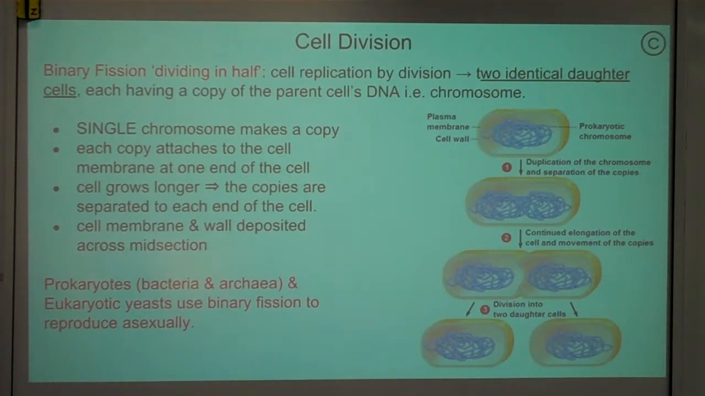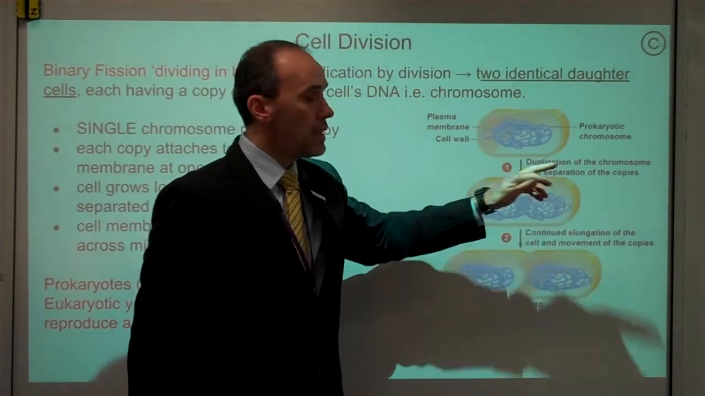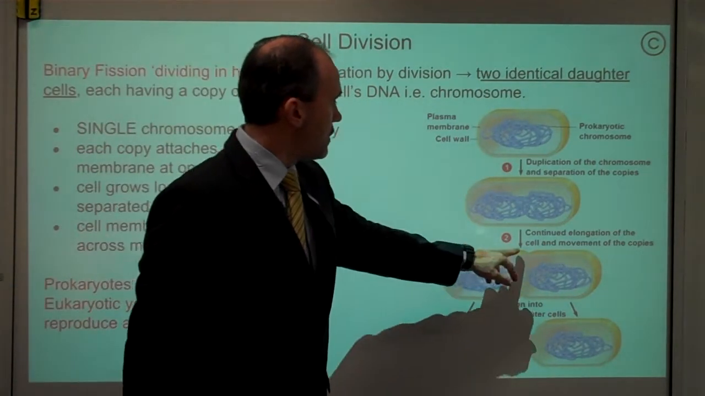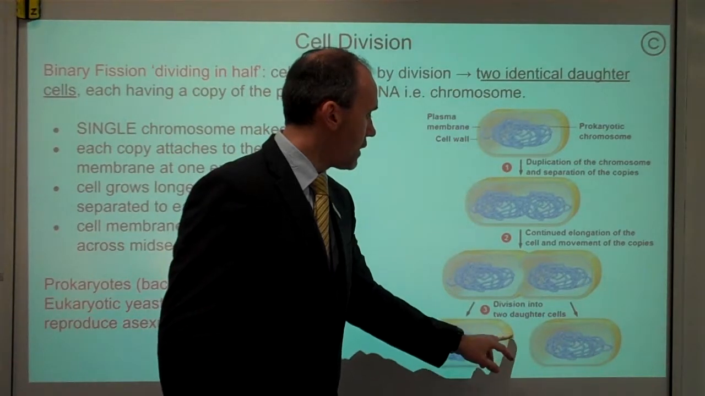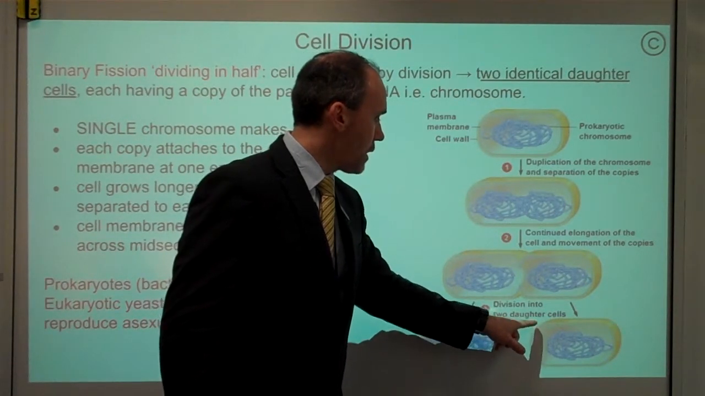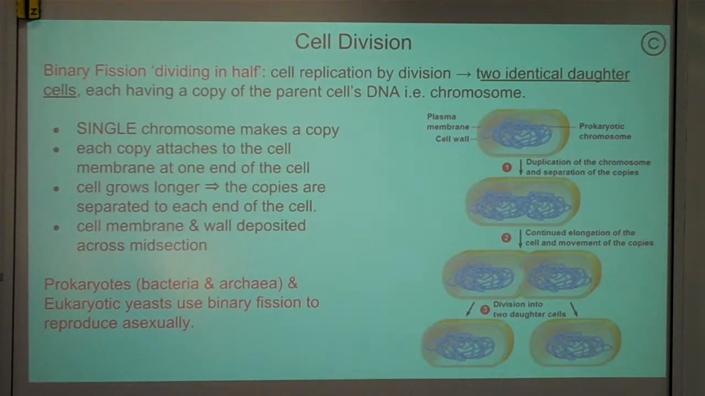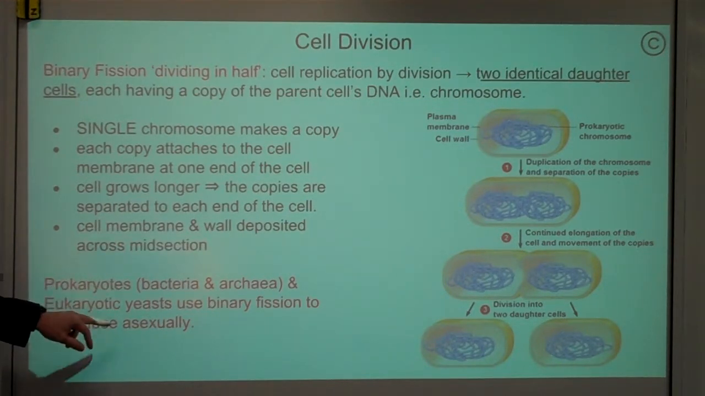The cell is divided in half, but what are the steps of that process? Make a copy of the chromosome. The chromosome copies are attached to the ends of the cell. As the cell gets longer, those copies are pulled away from each other, and then the cell membrane and wall, if it's relevant, work their way down and pinch off, and you've got your two identical cells. So same thing we mentioned before, prokaryotes and eukaryotic yeasts use binary fission to replicate.